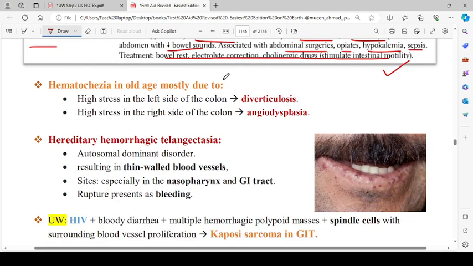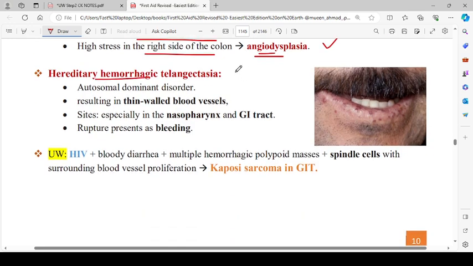Hematochezia in old age is mostly due to high stress in the left side of the colon. So if there is high stress on the left side of the colon, that will result in diverticulosis, and that will cause hematochezia. And if there is high stress on the right side of the colon, that is going to cause angiodysplasia.